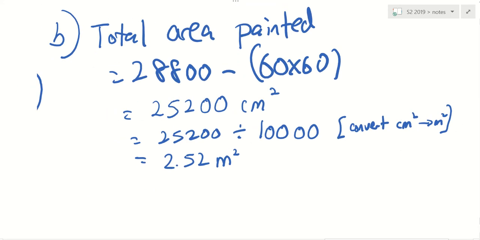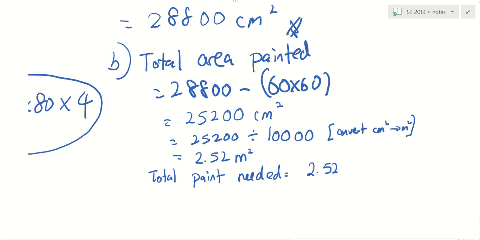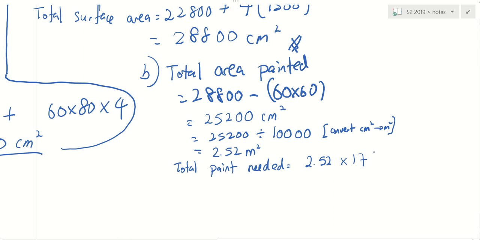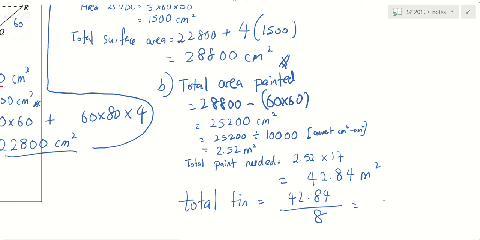I will take this, multiply by 17. Can I have the answer? Come again. 42.84 meter square. If one bottle of paint can paint 8 meters square, what must I do to this number? Divide by 8. So total paint needed, I divide by 8, what do I get? 5.355. If I need 5.3 bottles of paint, how many paints do I need? I need 6. So I will need to round up to 6.